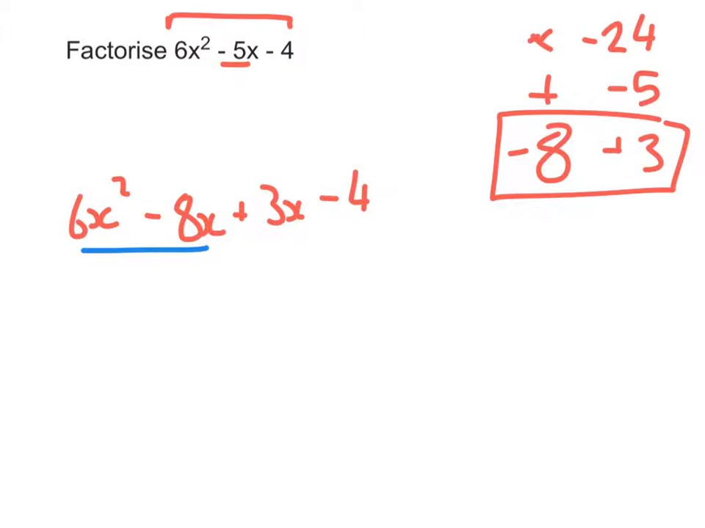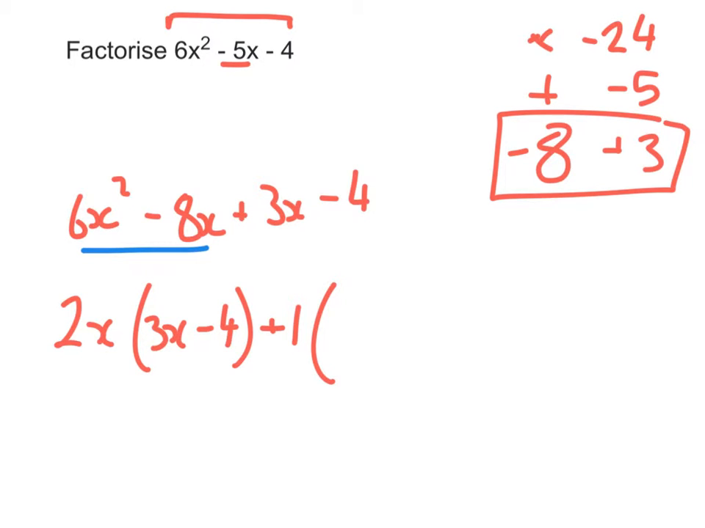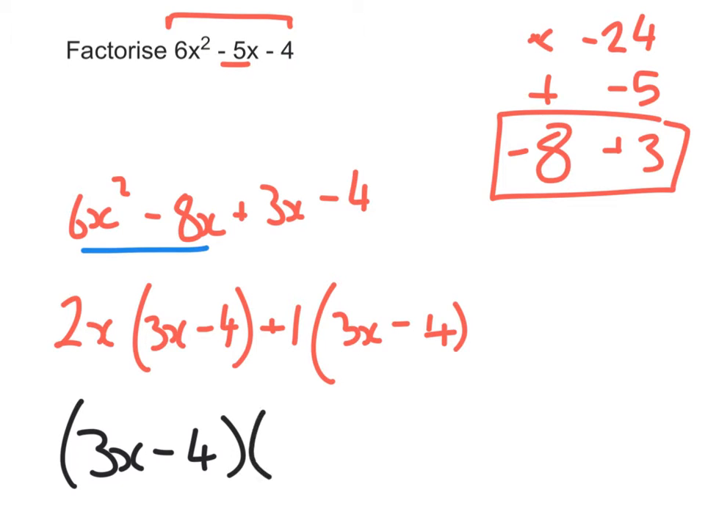So I'm going to do, highest common factor would be 2x, bracket 3x minus 4. Okay, then factorise the next bit, I'm going to put plus 1, bracket 3x minus 4. Good news, because they are both exactly the same. So that means my final answer is whatever's in the brackets, and the other bracket is whatever isn't in the brackets.